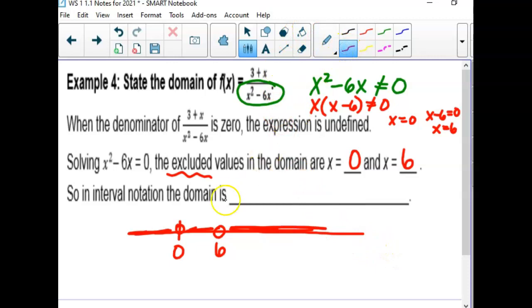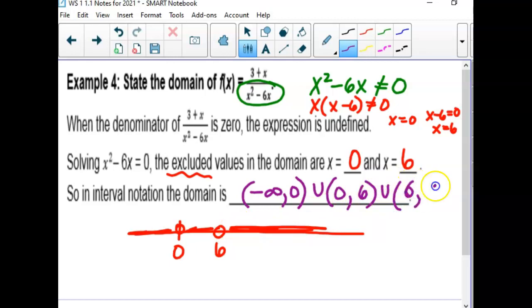So to write this in interval notation is miserable. You have to say negative infinity up to 0 with a parenthesis, because everything right up to 0 works. And then you say, starting at 0, I can go to 6, but do you see neither one of those had a square bracket, so they didn't include 0. And then once I get to 6, I can't include 6, but I can include everything above 6.